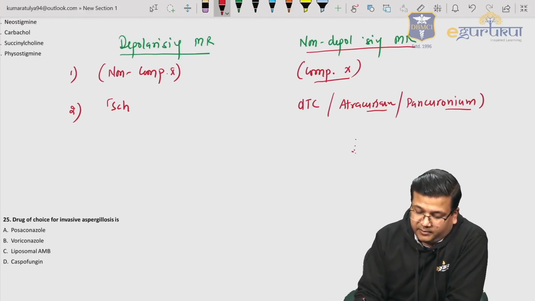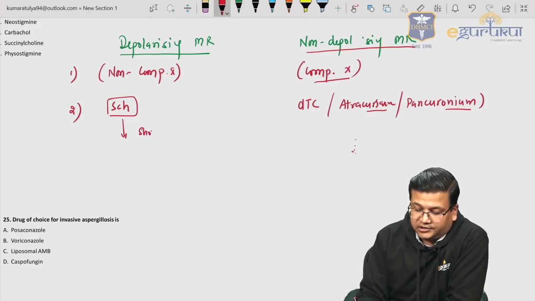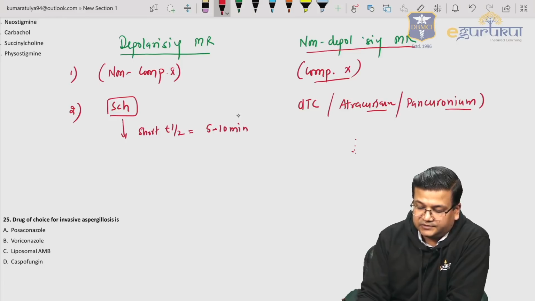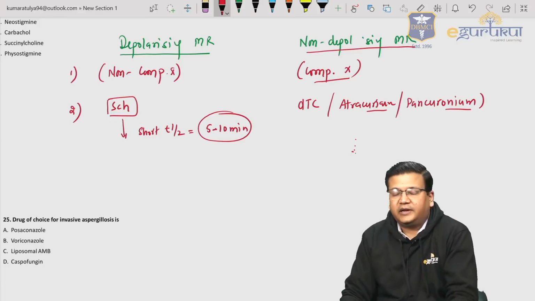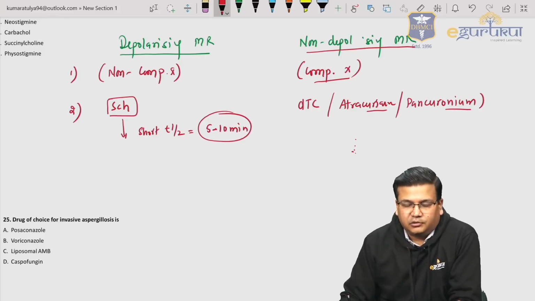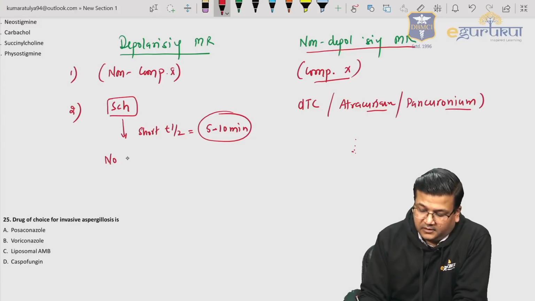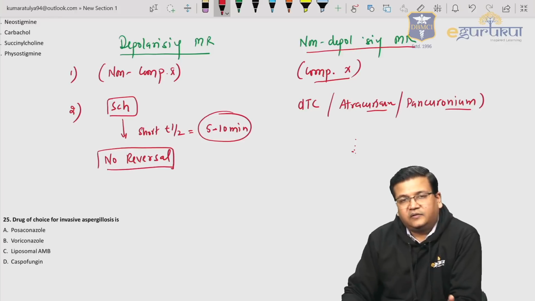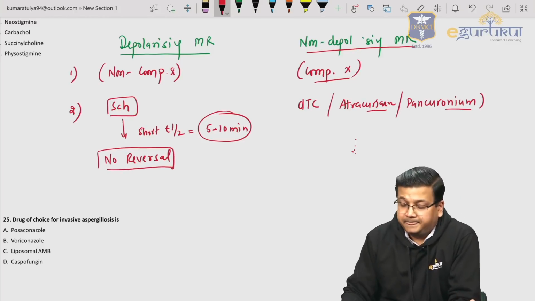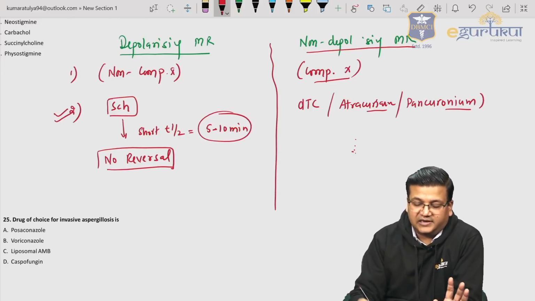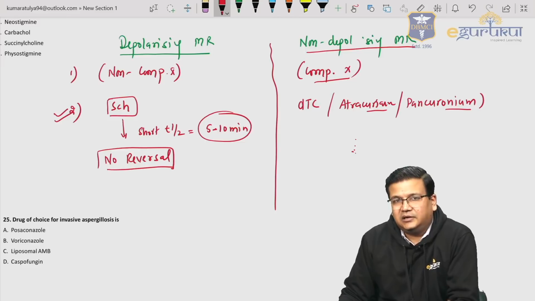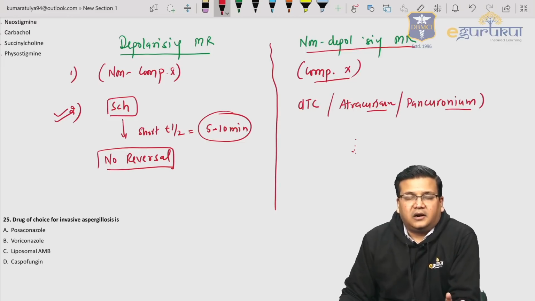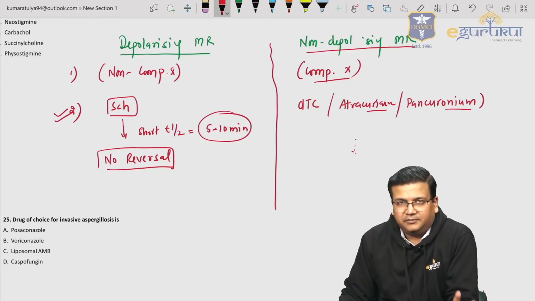Now what is to be remembered here? Succinylcholine has a very short duration of action, roughly 5 to 10 minutes. It will not act more than that because it is metabolized by pseudocholinesterase in plasma. So no reversal is needed, and no drug is available to reverse its effect, because generally it is not needed. So no reversal is needed for which kind of muscle relaxant? Depolarizing muscle relaxant, that is succinylcholine, which acts at the nicotinic muscle type receptor.